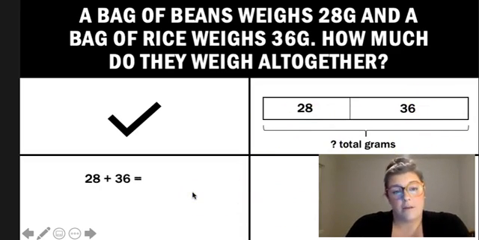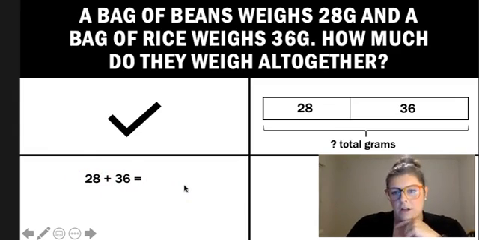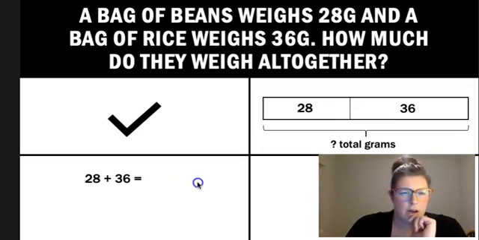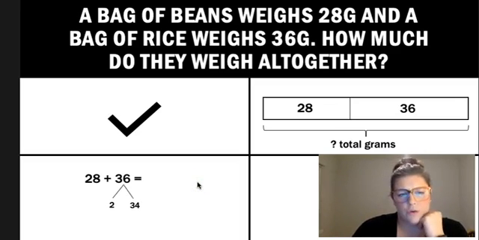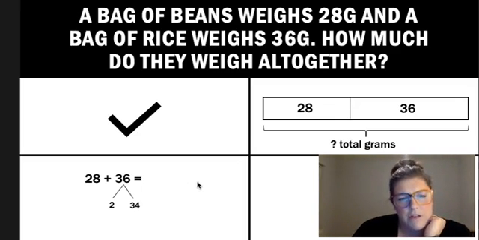Next one is writing a number sentence. So I know I'm going to have to add my 28 plus my 36. Now I'm going to show you a strategy. You don't have to use this strategy, but to me, it makes things simpler. So I'm going to call it the simplifying strategy. So I'm going to go ahead and break up my 36 into 2 and 34. And I want you to just look at those numbers for a minute and think about, why would I break up my 36 into 2 and 34?